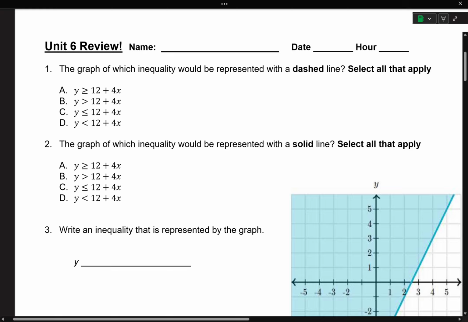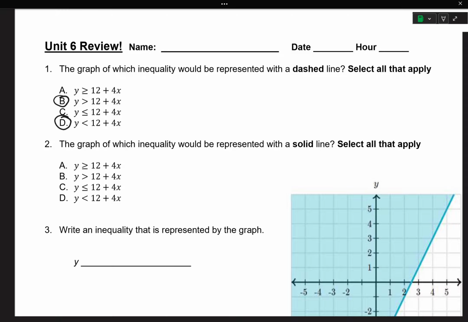Let's get to it. Number 1 asks us which of the inequalities would be represented with a dashed line. Select all that apply. So take a look at all the symbols. What do you think? The correct answer is B and D.